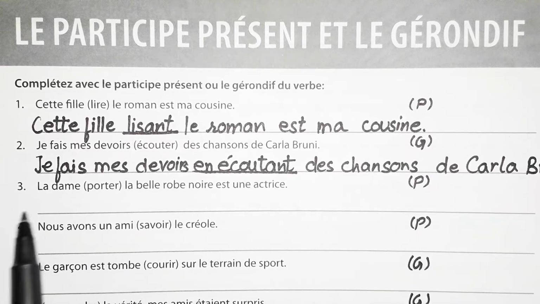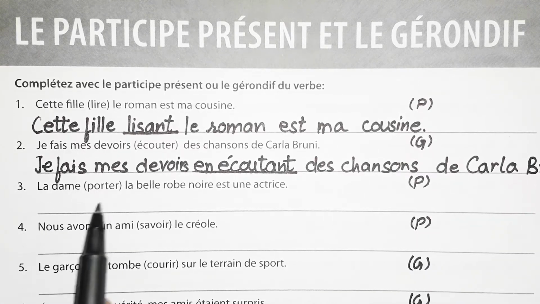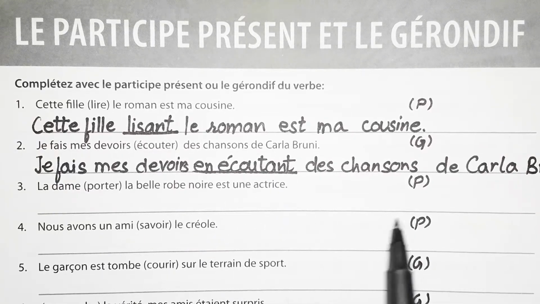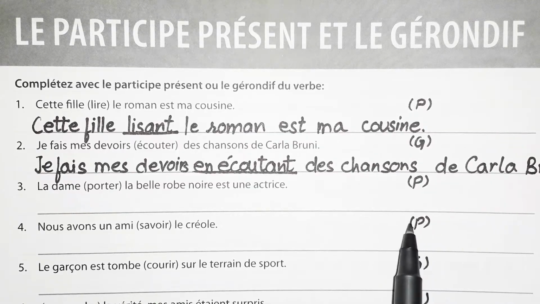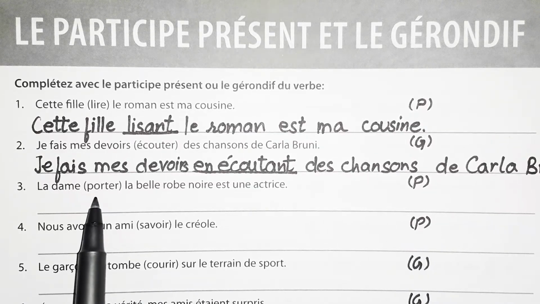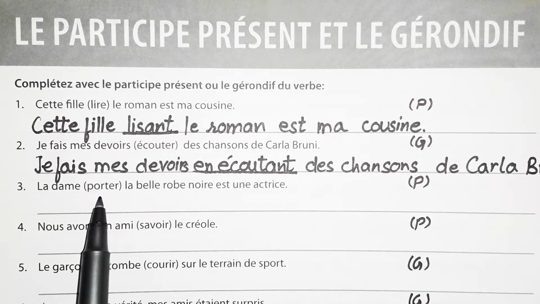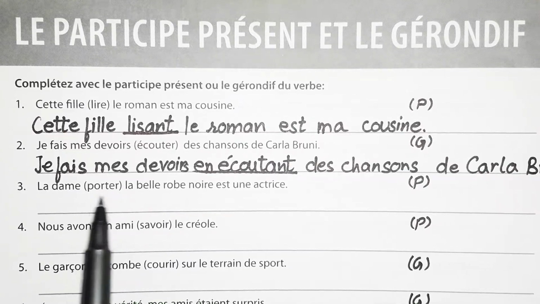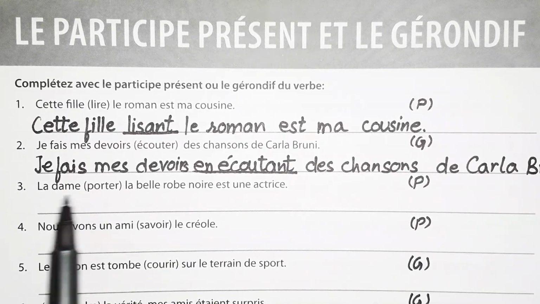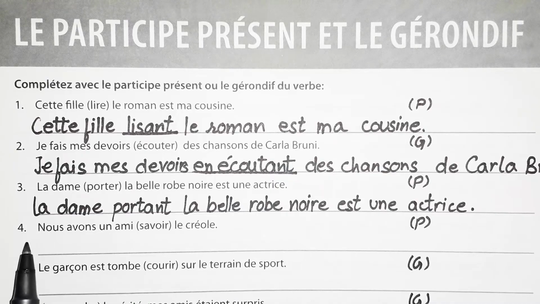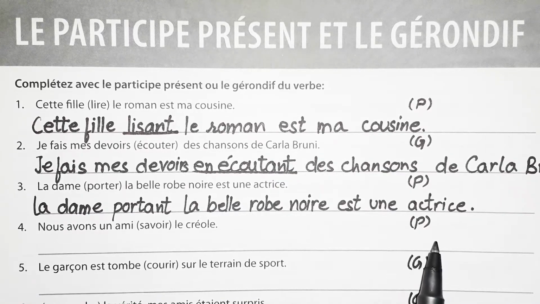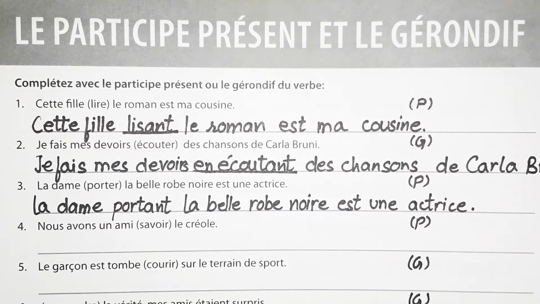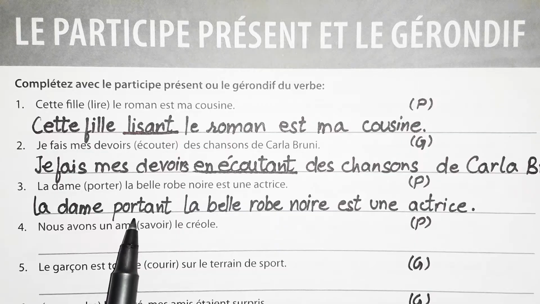Now the third statement is la dame, the verb is porter, la belle robe noire est une actrice. Now it's a sentence of participe présent because this time again we have description. Okay, the verb will be used as an adjective here. La dame portait la belle robe. Porter verb will be changed in participe présent for the description of the lady. La dame portant la belle robe noire est une actrice. The lady wearing the beautiful black dress is an actress. Now again we have given description using portant.